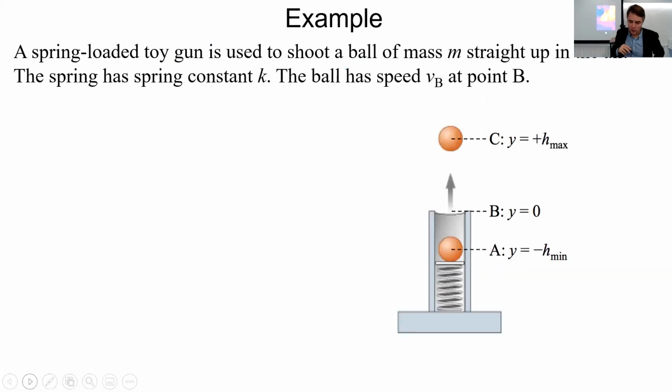You've got a spring-loaded toy gun, which is used to shoot a ball of mass m straight up in the air. The spring has spring constant k, which we'll talk about in a little bit. It comes with Hooke's law, but the ball has speed vB at point B just before it's leaving, and then it reaches up to point C, its maximum height.